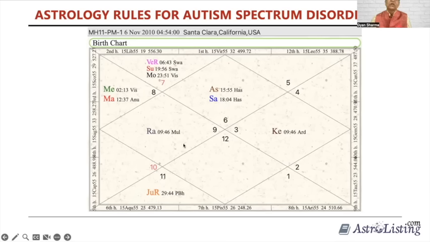So we have seen that all the 7 rules are applied in this D1 chart. This is the Lagna chart or Rashi chart, and all are 100% applicable. All rules are 100% applicable. Similarly, I have created D9, D3, D12 chart for this, and all the rules are also applicable in these charts also.